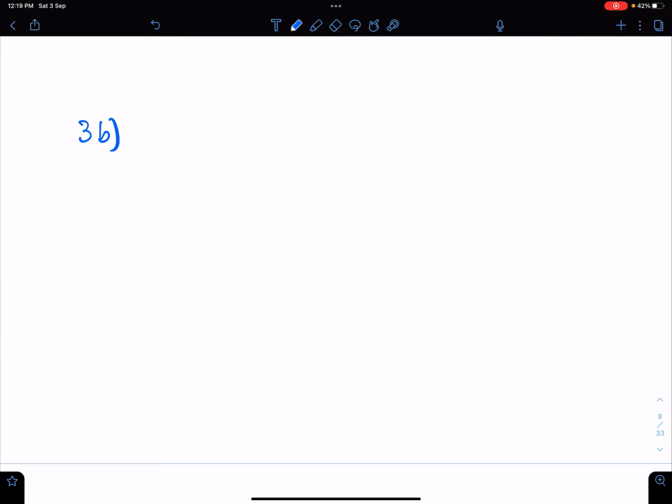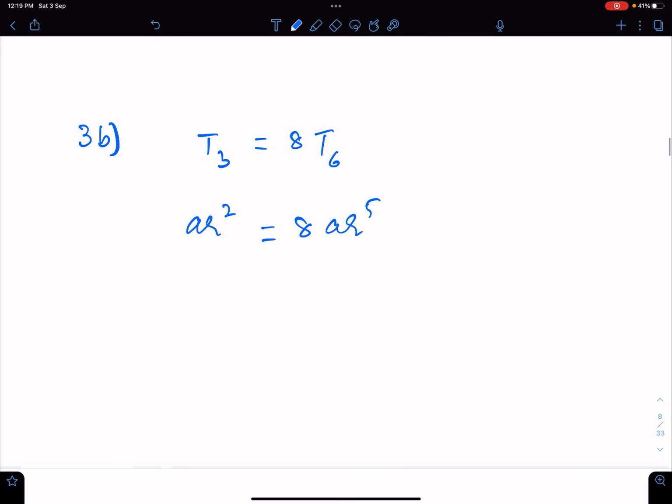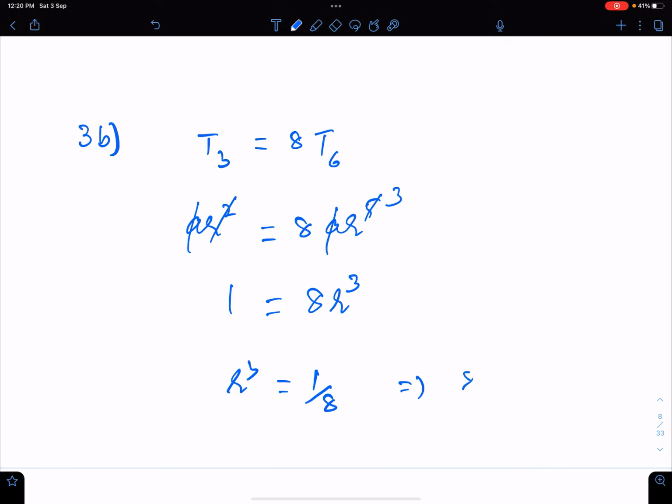Given that T3 is 8 times T6. T3 means ar squared, whereas T6 means ar to the power 5. So by cancelling a and powers of r, we have 1 is equal to 8r cubed. So r cubed is 1 upon 8, therefore r is 1 upon 2.